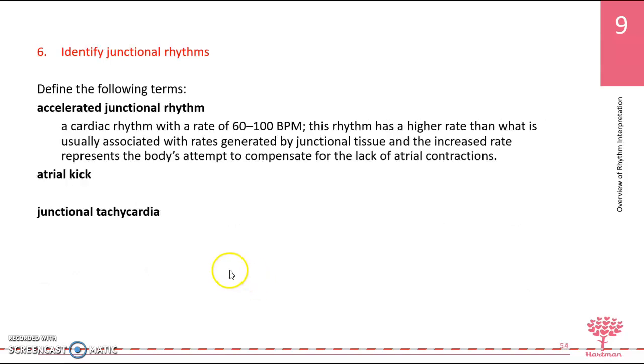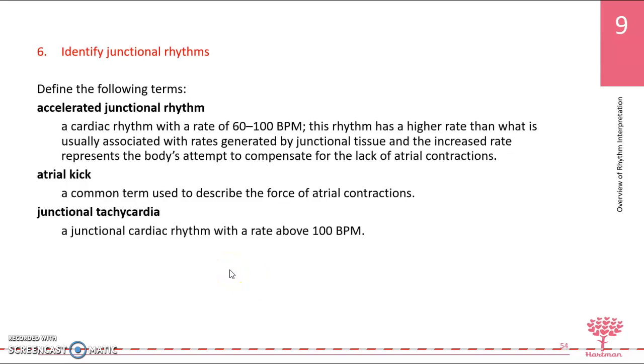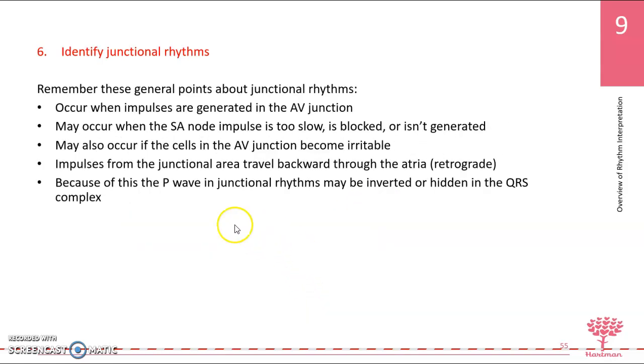This is a little more vocabulary on the junctional rhythms. Accelerated junctional rhythm: with a junctional rhythm, a rate anywhere from 60 to 100 beats per minute is considered higher than normal for a junctional rhythm, so that would be considered accelerated junctional rhythm. And junctional tachycardia, remember tachycardia is fast, so that is over 100 beats, just like normal.